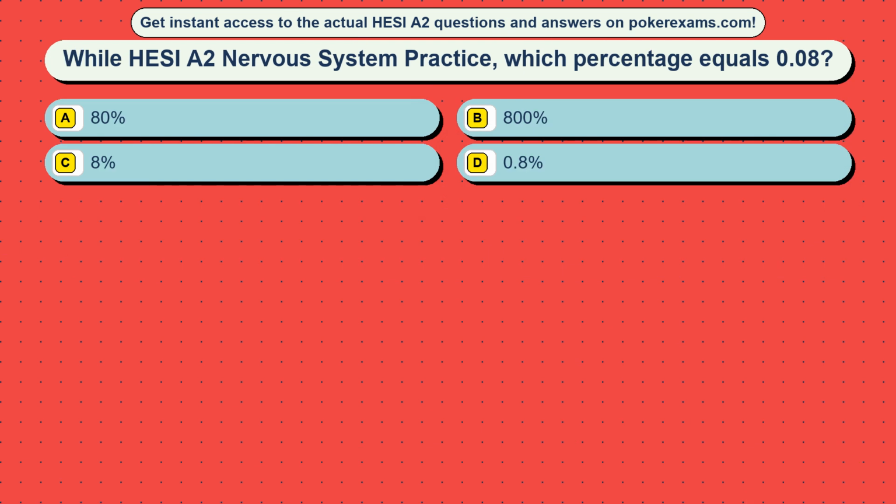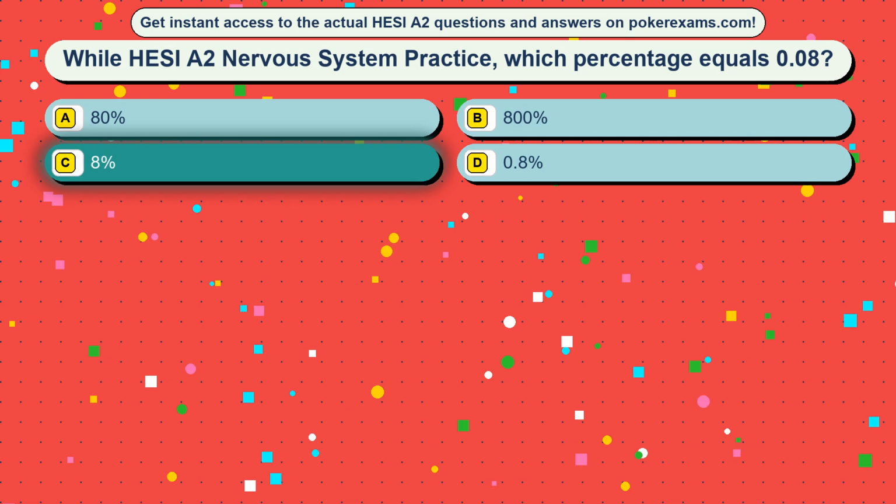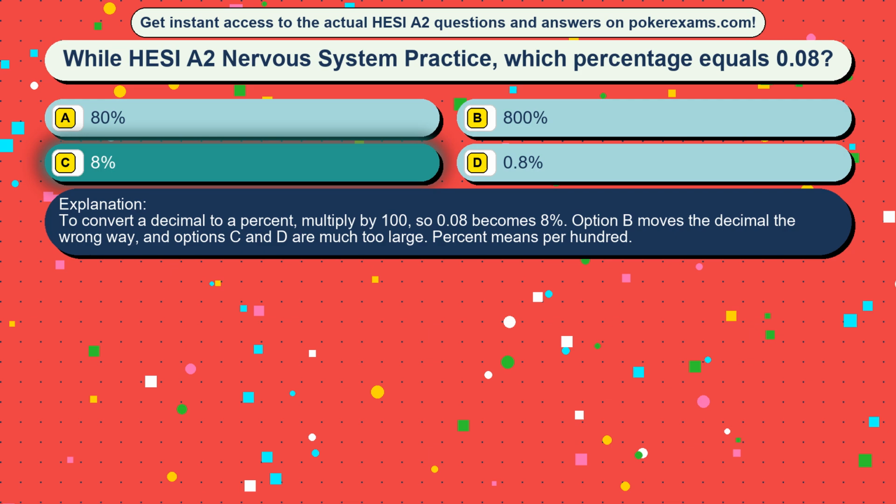Question 7. While HESI A2 nervous system practice, which percentage equals 0.08? Option A, 80%. Option B, 800%. Option C, 8%. Option D, 0.8%. The correct answer is option C, 8%. To convert a decimal to a percent, multiply by 100, so 0.08 becomes 8%. Option B moves the decimal the wrong way, and options A and D are much too large. Percent means per hundred.